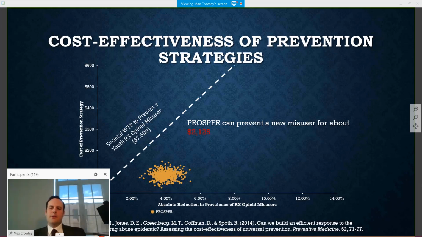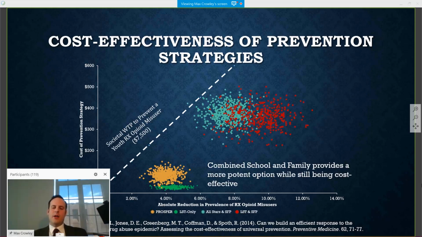And so we can compare that to PROSPER's ability to prevent a new misuser for about $2,000. What this indicates, of course, is that there's uncertainty in this estimate, as you can see below. And growing on that, though, the PROSPER system also taught us that combined school and family programs can be a particularly cost-effective option in that it can still be below this willingness to pay threshold, but can achieve greater potency or greater effectiveness, a greater reduction level. So the opportunity to optimize program implementation.